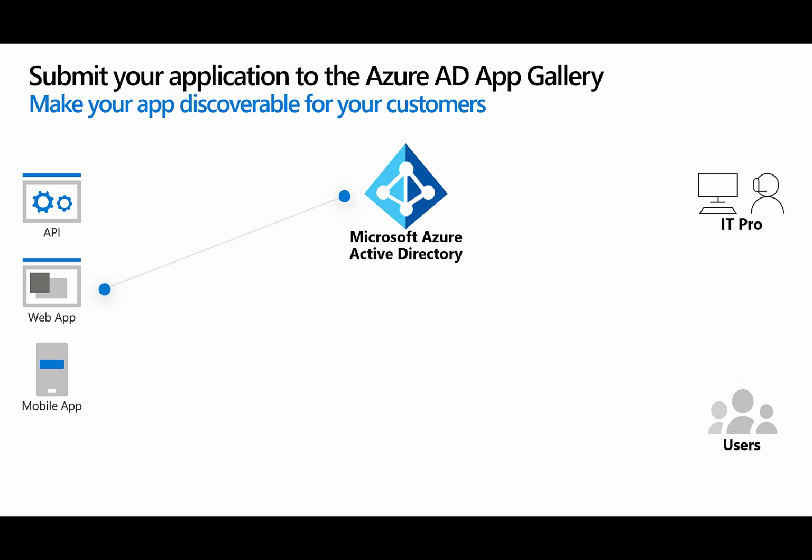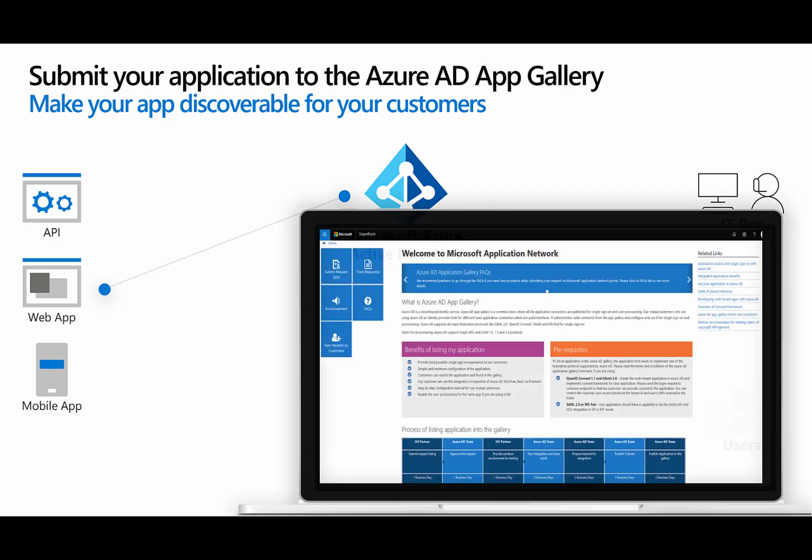So once we have your app working with Azure Active Directory using OAuth or SAML, you can apply for the application to be added to the Azure AD App Gallery. Other than using OAuth or SAML, the only other requirement is that your application needs to be SaaS, multi-tenanted.